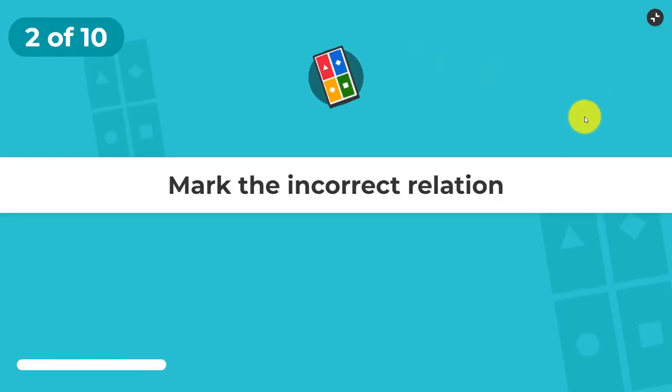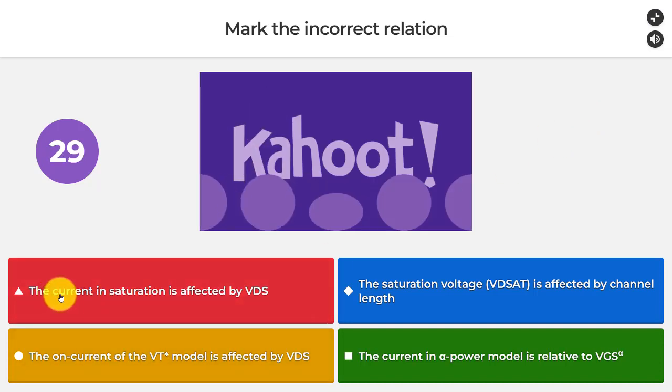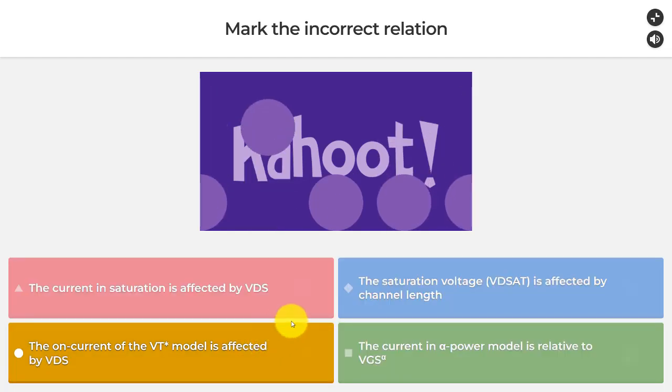Our second question is, mark the incorrect relation. Is it that the current in saturation is affected by VDS, the saturation voltage, VD-sat, is affected by channel length, the on current of the VT star model is affected by VDS, or the current in the alpha power model is relative to VGS to the power of alpha? And the answer over here is going to be this yellow one.